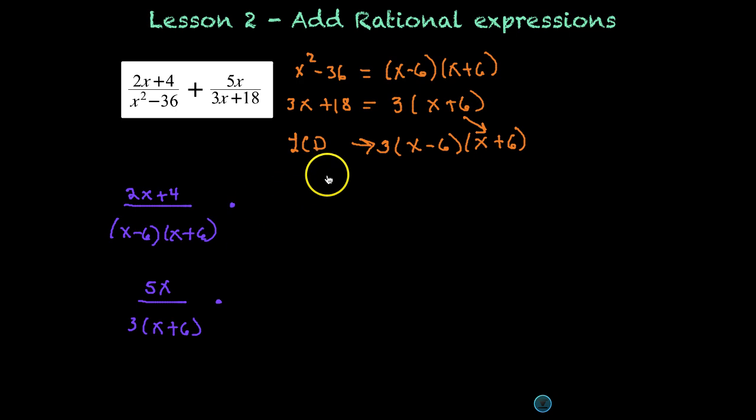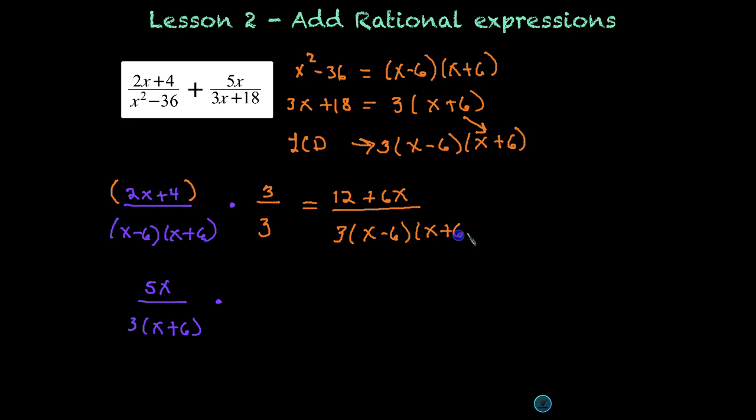In our first fraction, our lowest common denominator is 3 times x minus 6, x plus 6. You can see here that we are missing the 3. So we would want to multiply the top and bottom by 3. And remember to keep your numerator in parentheses so that you can properly distribute the 3. 3 times 4 is 12, and 3 times 2x is 6x. And we know what our lowest common denominator is now going to be 3 times x minus 6, x plus 6.